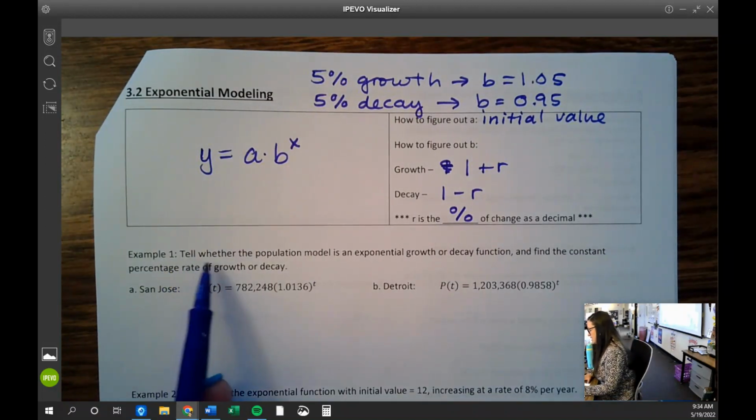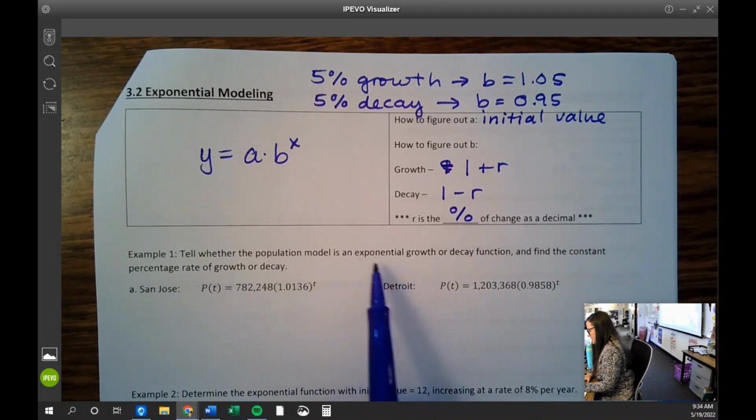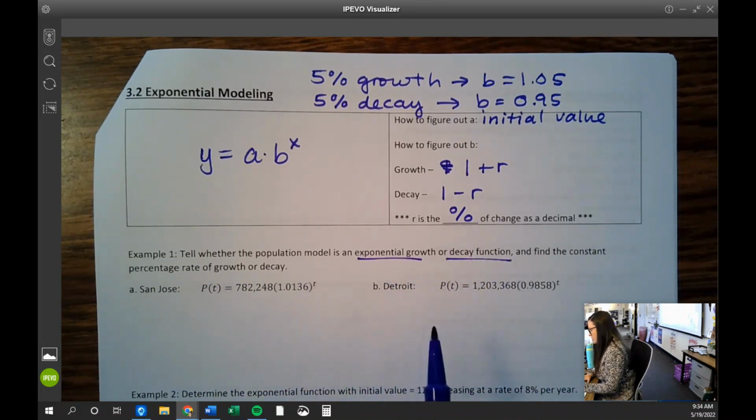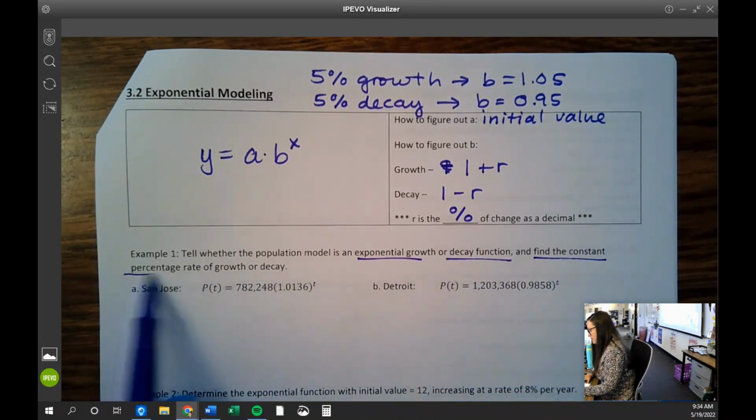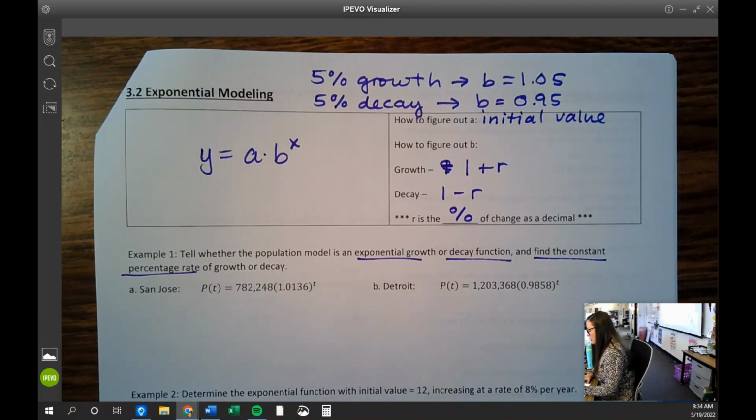So example 1, it says, tell whether the population model is an exponential growth or decay function. Find the constant percentage rate of growth or decay. So we have this equation that models the population of San Jose. And this is a number that is bigger than 1, which tells me that this is exponential growth.